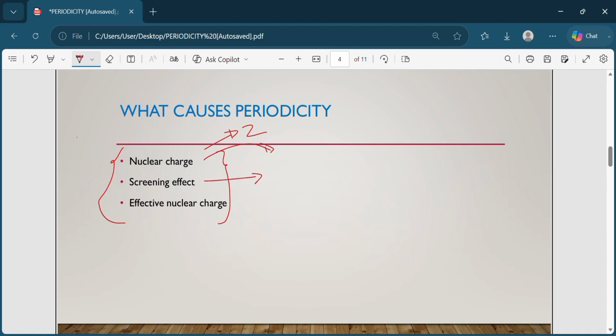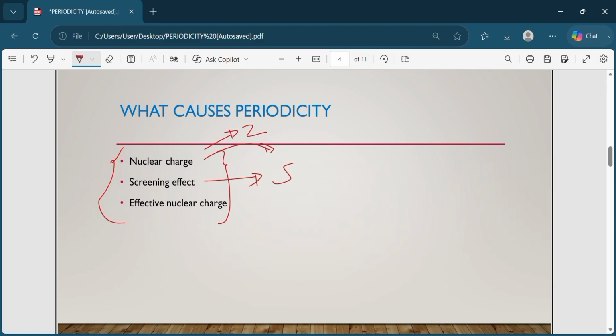Then the other one is what we call screening effect, or you can call it a shielding effect, depending. We can denote this as S. From the word screening effect, you realize that this screening effect is just a repulsion of the outermost electrons by those that are seen in the innermost sub-energy levels from nuclear attraction.